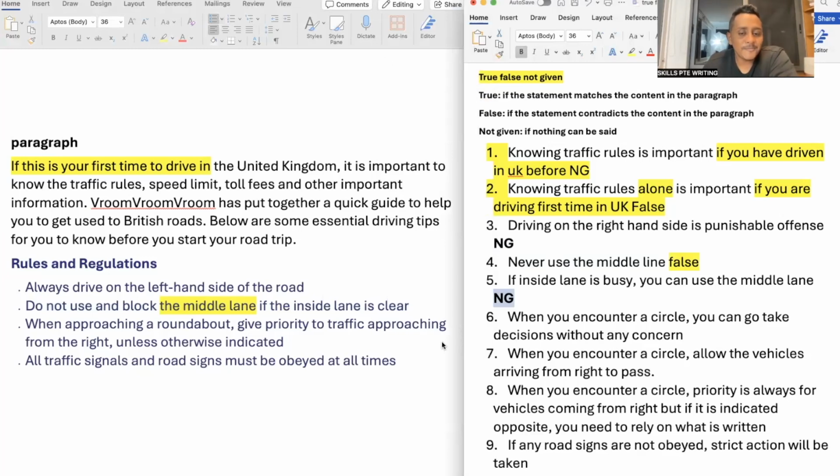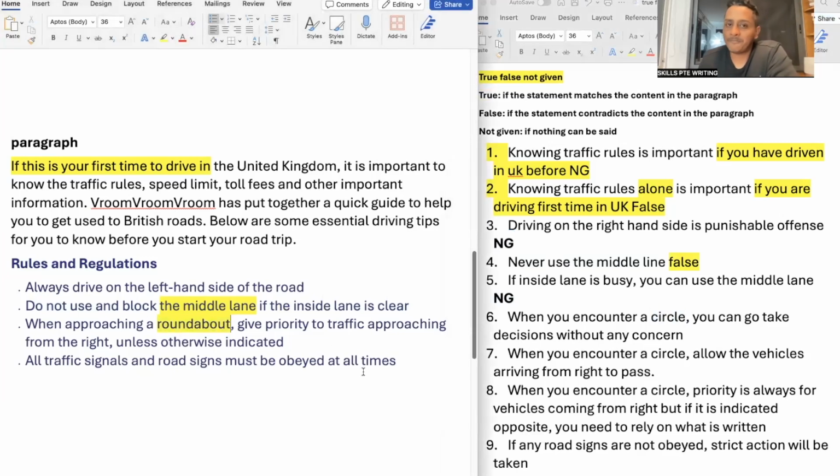Anyone getting confused? When you encounter a circle, roundabout is the circle. Give priority to traffic approaching from the right hand side unless otherwise indicated. Unless means don't do this if otherwise is indicated. Unless means if you don't. So don't give priority if something else is indicated. Whatever is written there, you follow. If nothing is written, then you need to give priority to someone who is passing from the right hand side, not from the left hand side.